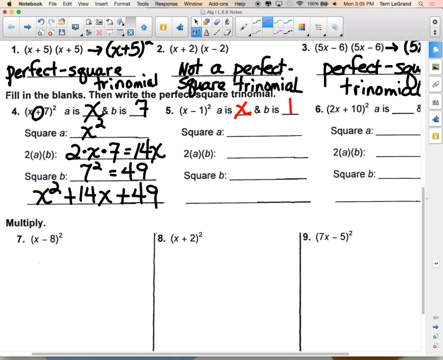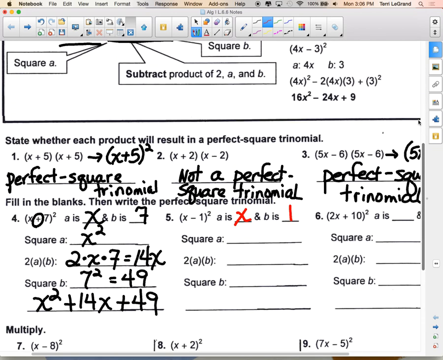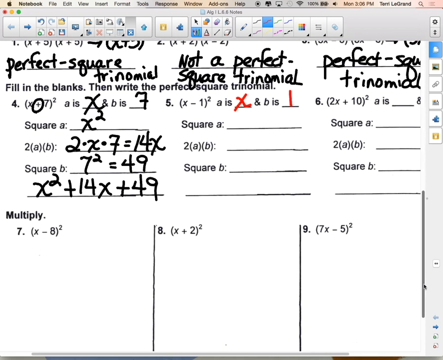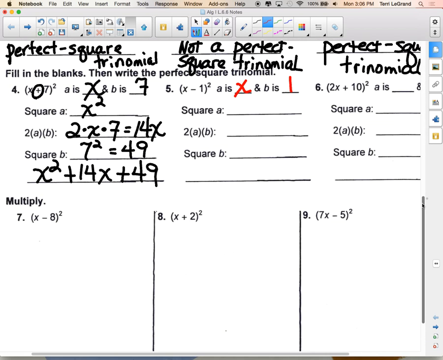Remember the model that says a minus b up there? What did they say the b was in that one? Let's look at it. In this one, it was 4x minus 3. They said a is 4x. And notice they said b is 3. They did not give it the negative sign, did they? So we're not going to give that 1 the negative sign. We're going to just let that subtraction stay a subtraction.